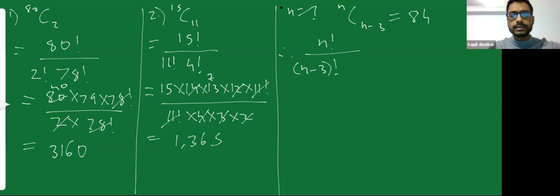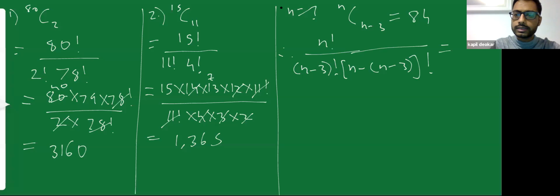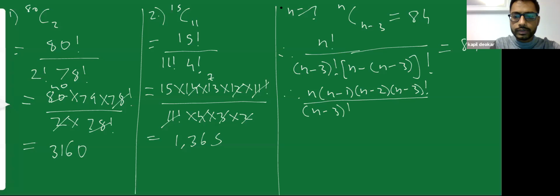Instead of r, I'm having n minus 3. So n minus 3 factorial into n minus r factorial, which is equal to how much? 84. I'm having n minus 3 in my denominator, so I'll reduce till the n minus 3 factorial term. So I can cancel from numerator and denominator. So n minus 1, n minus 2, n minus 3 factorial, whole term upon n minus 3 factorial. This and this will get cancelled out.